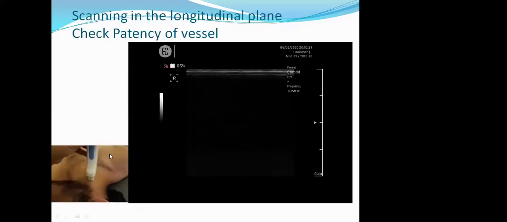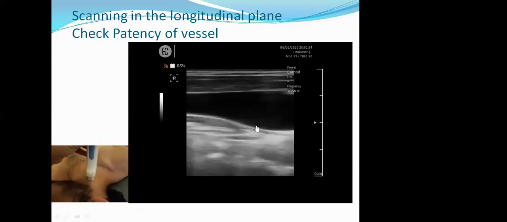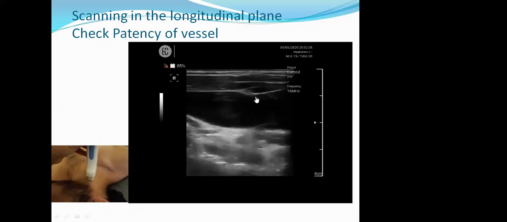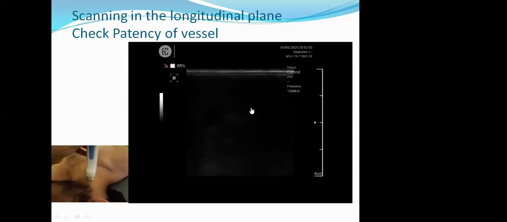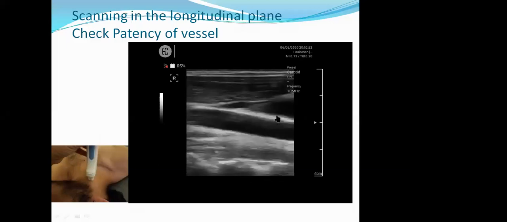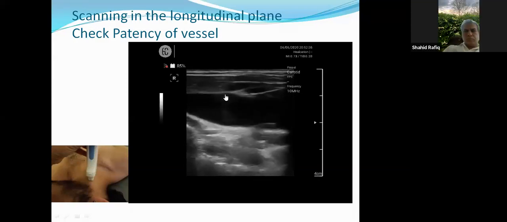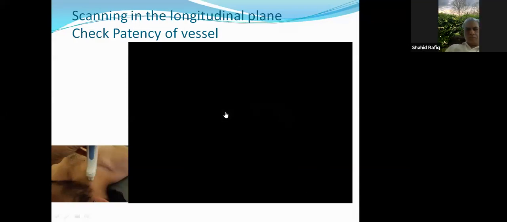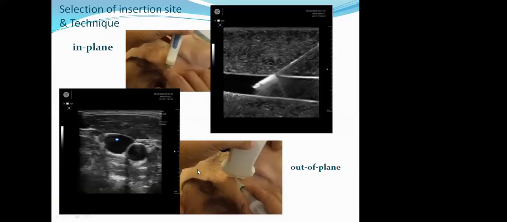So here I have put the probe in a longitudinal direction. Look over here. This is the common carotid artery, and this is the internal jugular vein with thin walls, and you can see the valves. Let me just show you. Yeah, so you can see the valves also over here. You see this one, and look at the thin walls which are collapsing. So we see both in a transverse plane and in the longitudinal plane.